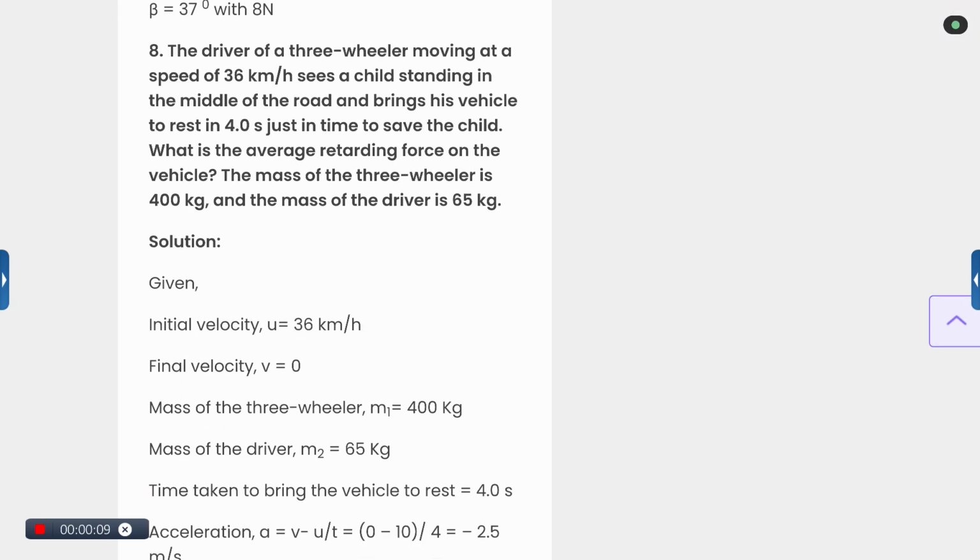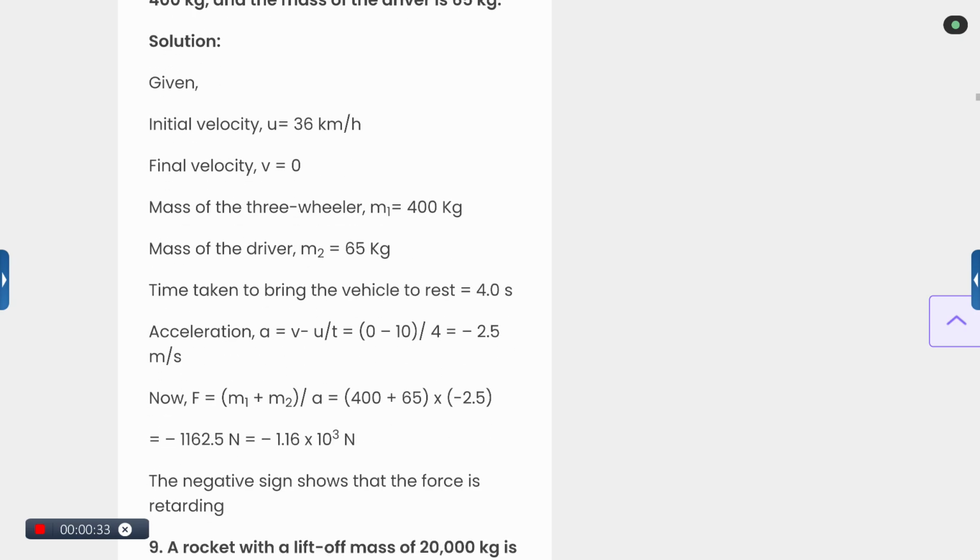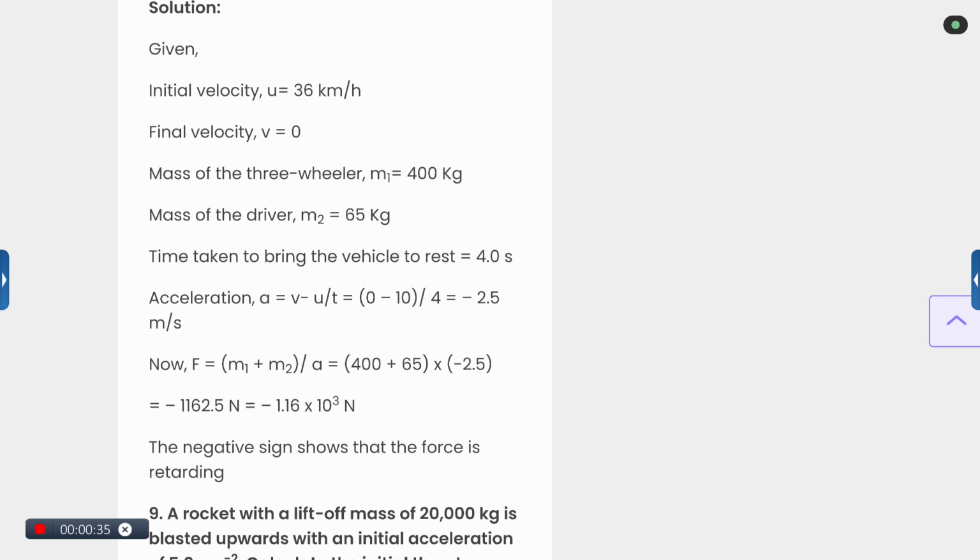The driver of a three-wheeler moving at a speed of 36 km per hour sees a child standing in the middle of the road and brings the vehicle to rest in 4 seconds, just in time to save the child. What is the average retarding force on the vehicle? The mass of the three-wheeler is 400 kilogram and the mass of the driver is 65. So you have to find out the retarding force.